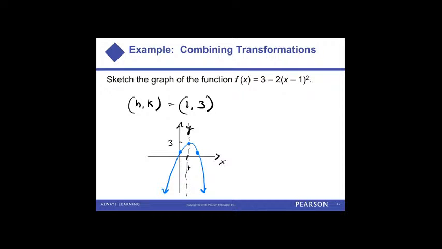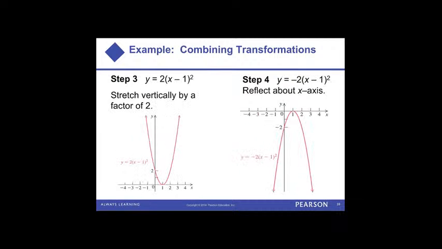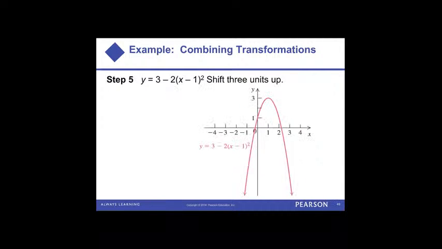So the basic function is a parabola, we move it right by 1, right? I think we accounted for that. It says stretch vertically by a factor of 2. Reflect vertically because the negative is outside our basic function, and then move it up by 3, and I think we got something similar. All right.